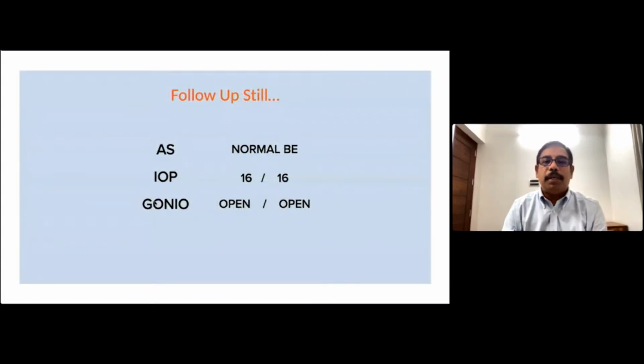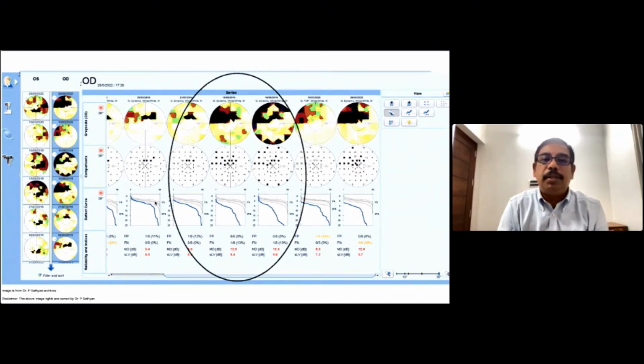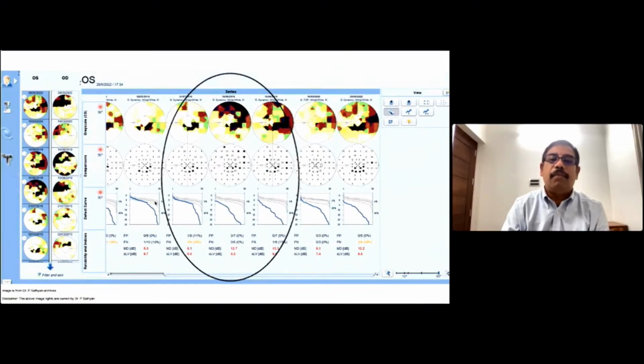Look at the IOP, it is about 16 millimeters of mercury, but then you can see the change in the field from 16 to 19. A significant change has happened. There's a significant progression, in both eyes, right as well as left. You can see that he has gone into moderate to severe disease.